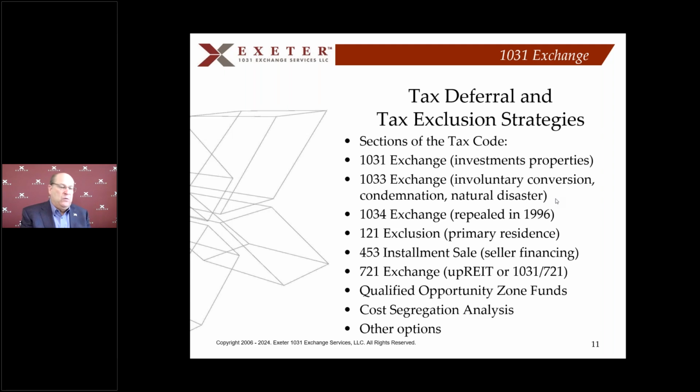That was replaced with the 121 exclusion, so section 121 of the tax code. And today we have an exclusion, which is tax-free, not tax deferred. So if you sell your primary residence and you can say you've lived in it for 2 out of the last 5 years, you get up to $250,000 tax-free per person. So if you're a married couple, you get $500,000 tax-free as long as you can satisfy that 2 out of the last 5-year test. There is a way to combine that with the 1031 exchange. We'll show you that at the end of the presentation.